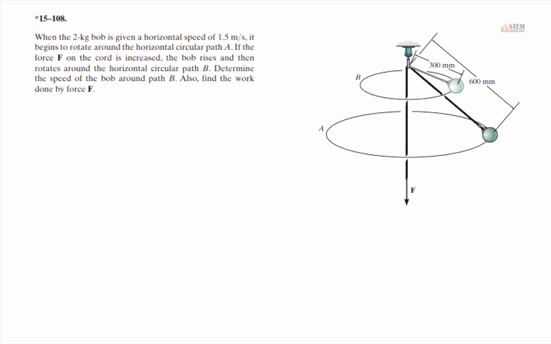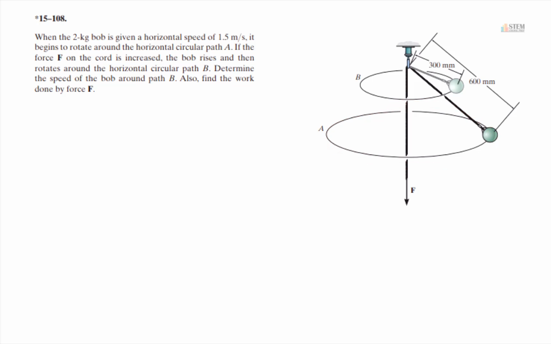Let's look at this problem out of the angular momentum section out of the Hibbeler book. So this says when the 2 kilogram bob is given a horizontal speed of 1.5 meters per second, it begins to rotate about the horizontal circular path at A. So that's this bottom circle that we see here.